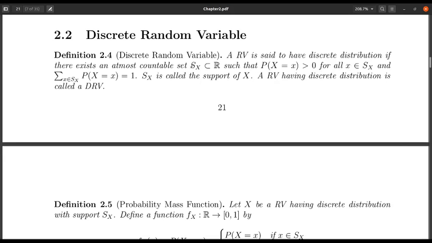This set Sx has been given a name. It's called the support of the random variable X. If small x does not belong to capital Sx in the case of a discrete random variable, the probability will be 0, because the total probability inside the Sx is 1. So if I go outside Sx, it will be 0.